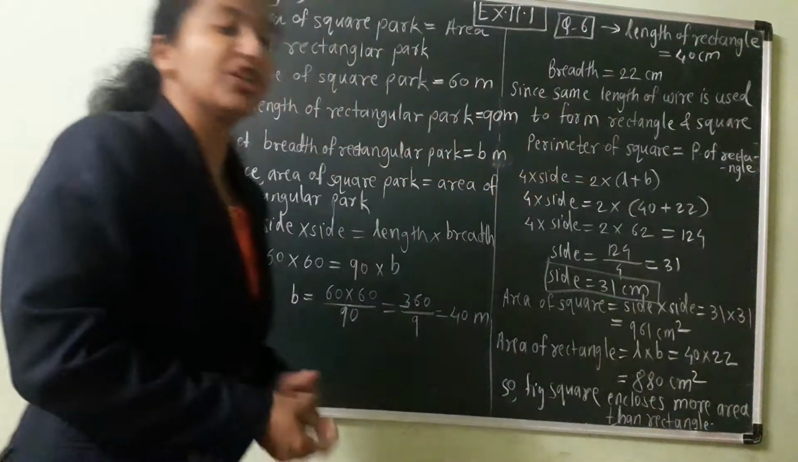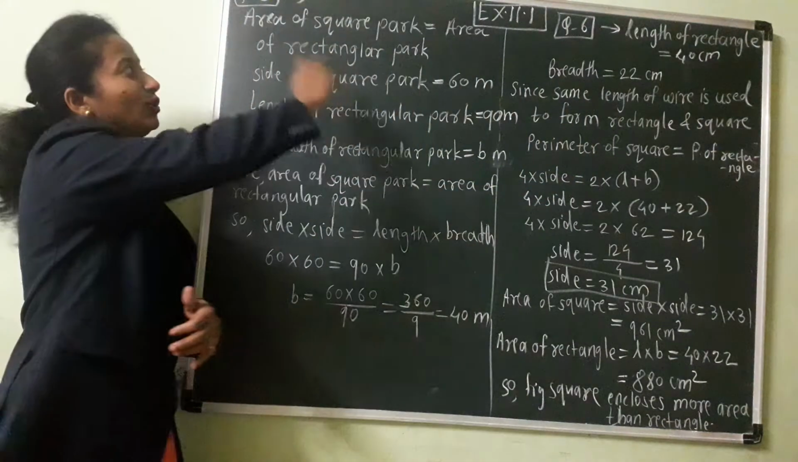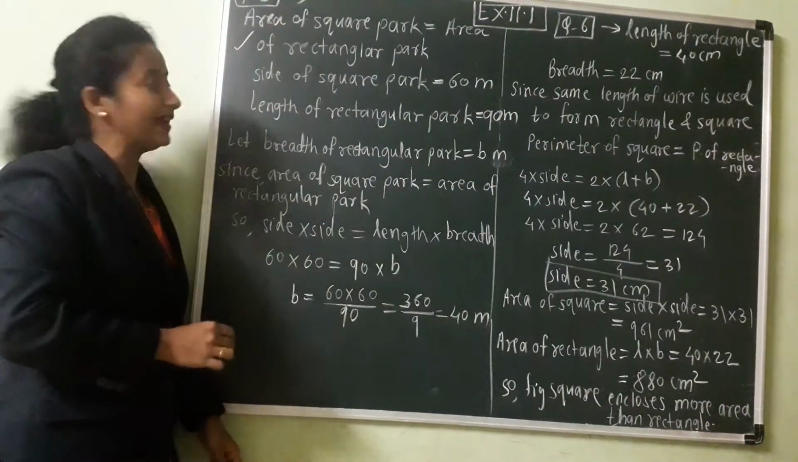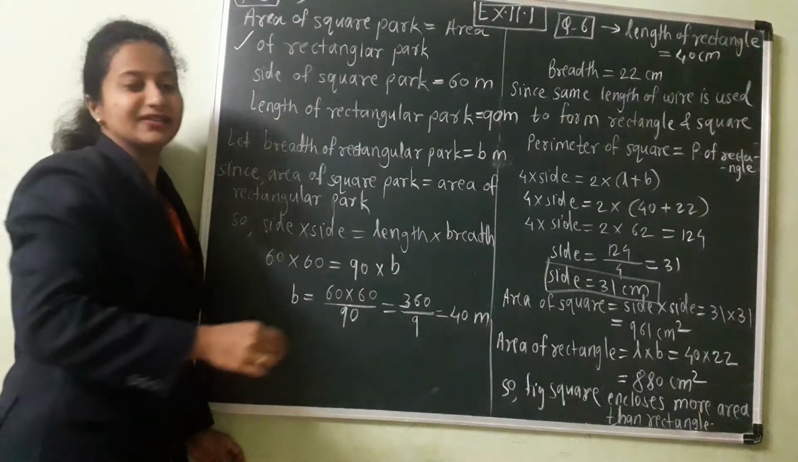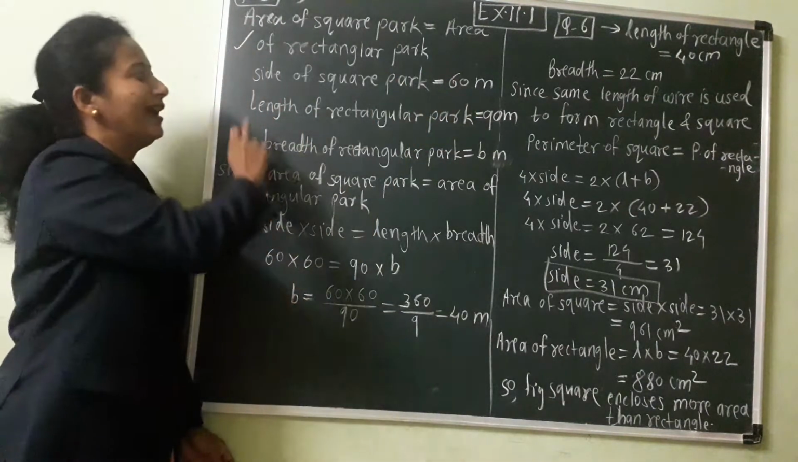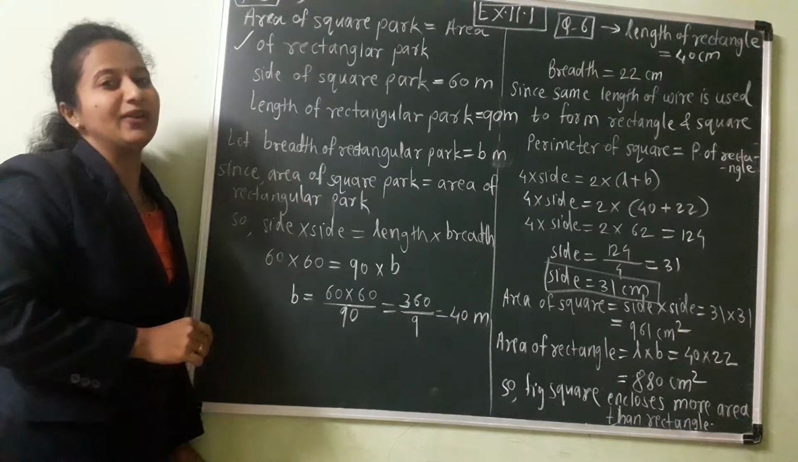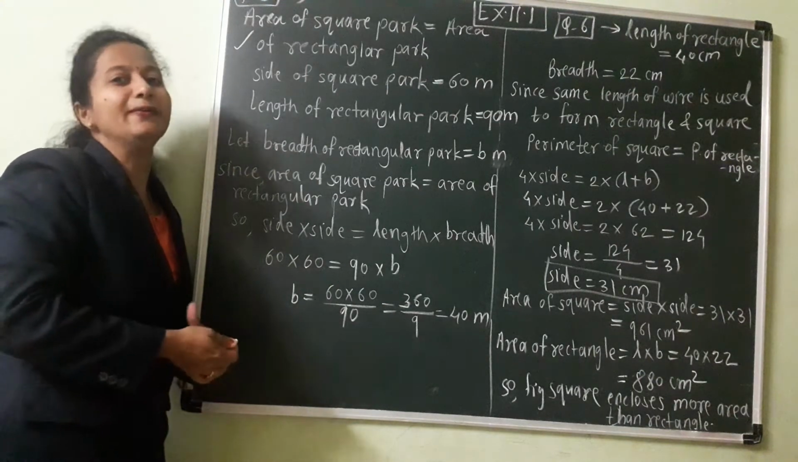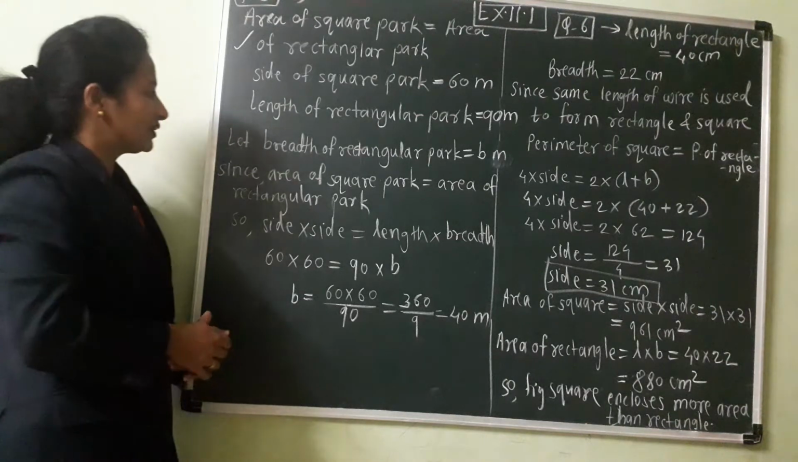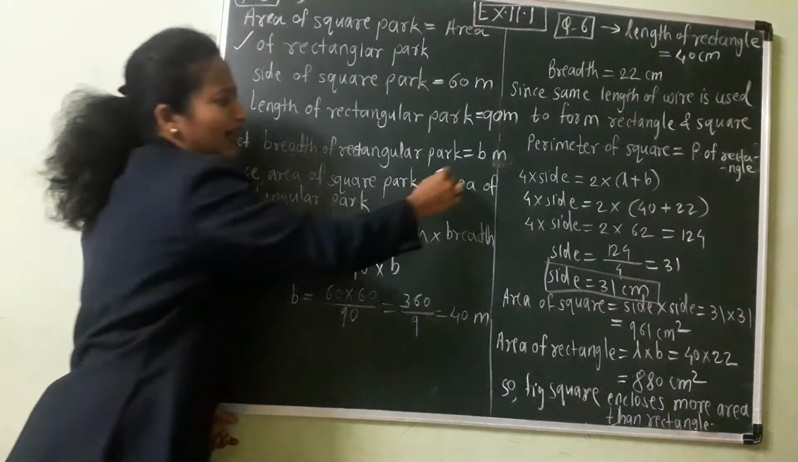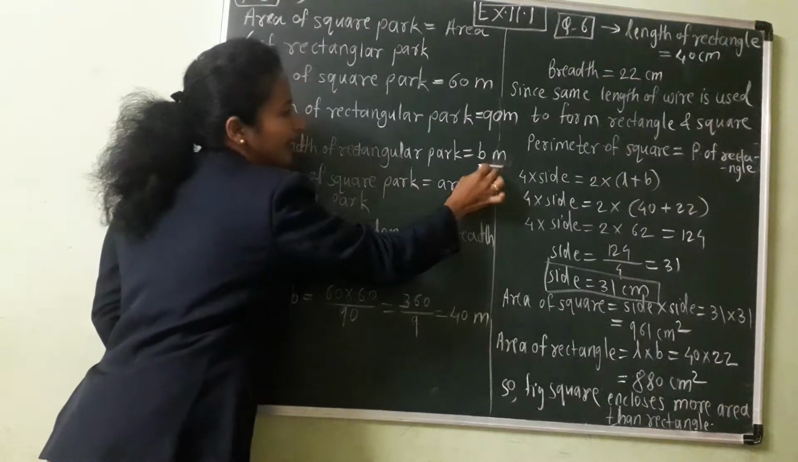What is given in the condition? Area of the rectangular part is equal to area of the square part, right? And the side of the square part is given as 60 meter and the length of the rectangular part is 90 meter. And what we have to find here? We have to find the breadth of the rectangular part. So we assume that the breadth of the rectangular part is b meter.